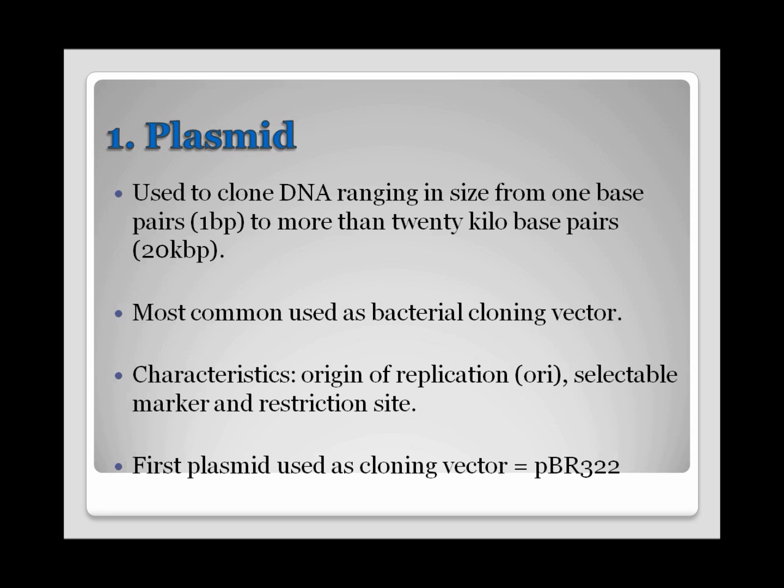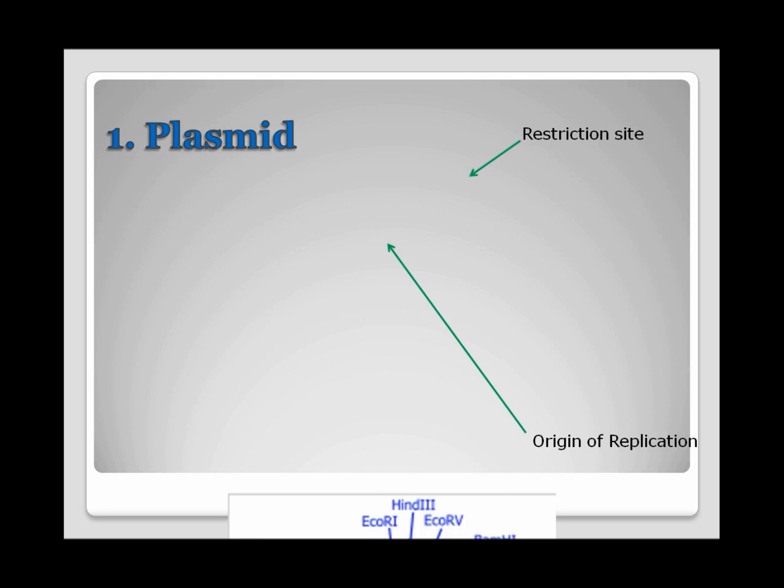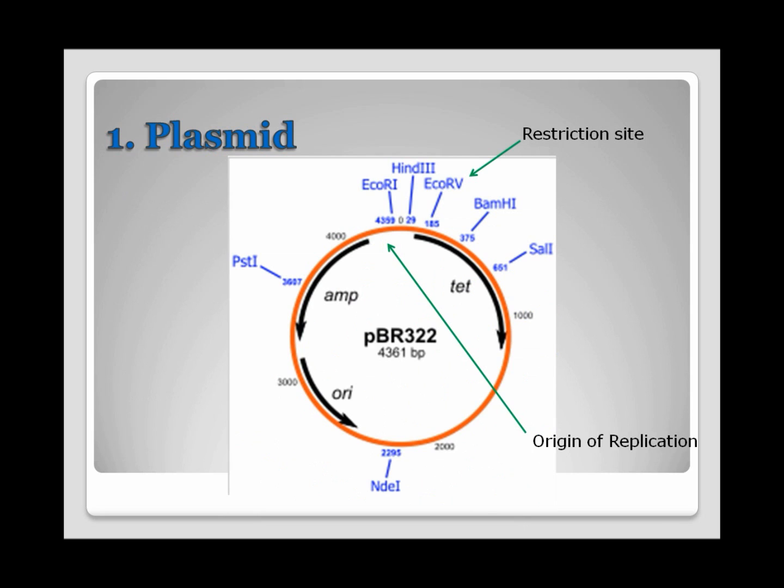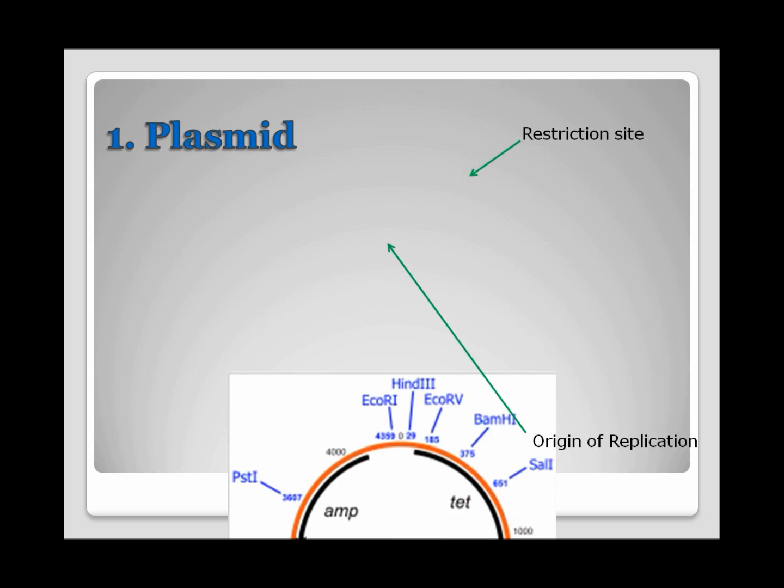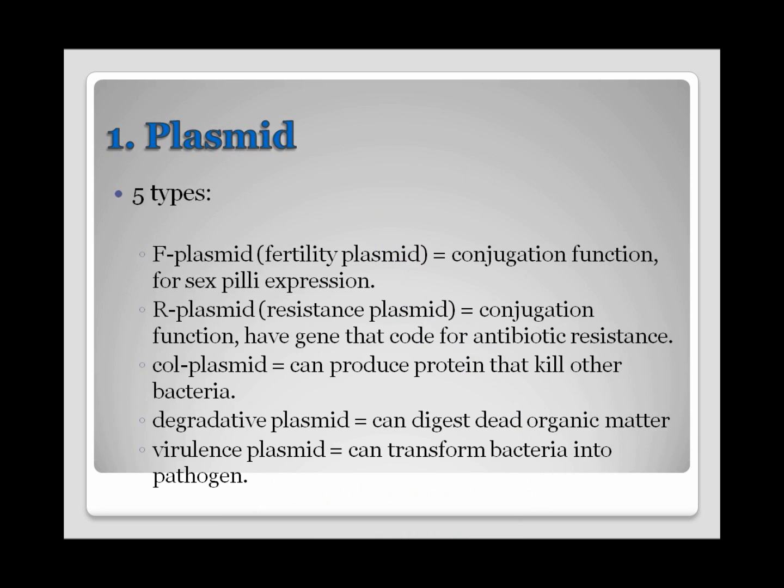The example of the first plasmid used as cloning vector is pBR322. This is pBR322. From the figure, you can see that the origin of replication is in the center. It can replicate away from the bacterial chromosome, and the blue colored parts are the restriction sites where the restriction enzyme cuts. There are 5 types of plasmid: fertility plasmid, resistance plasmid, col plasmid, degradative plasmid, and virulence plasmid.